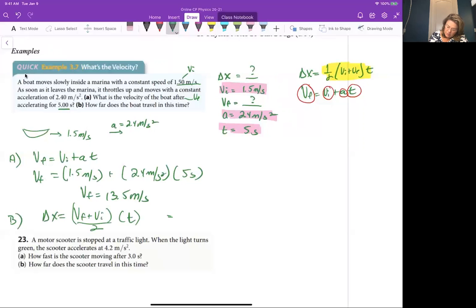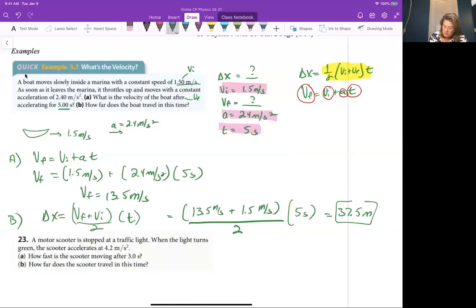Now let's plug in some numbers. So that is equal to the final velocity, 13.5 meters per second, plus the initial velocity, 1.5 meters per second, all of that divided by 2, times the time, which is 5 seconds. Units of seconds cancel, and I get an answer in meters. So 13.5 plus 1.5 divided by 2 times 5, I get an answer of 37.5 meters. So there is the answer for B.